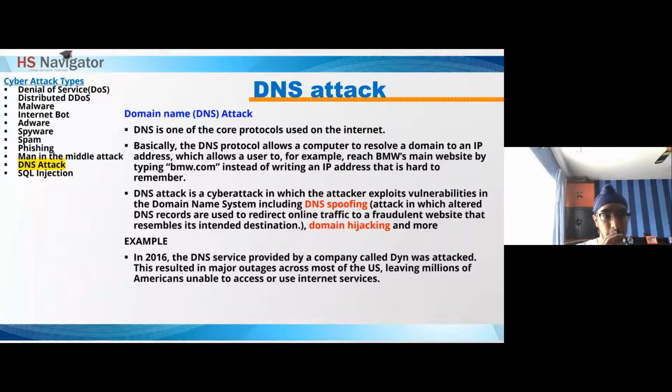Then there's a DNS attack, which is a domain name service attack. As we mentioned yesterday, DNS is one of the main protocols used in the internet, and it lets you turn a domain into an IP address, which a computer can use. A DNS attack is where the attacker exploits vulnerabilities in the DNS. What they can do is send you to websites that you didn't mean to go to. Say you typed in google.com, they'll send you to a malware website which tracks your IP address or other information.